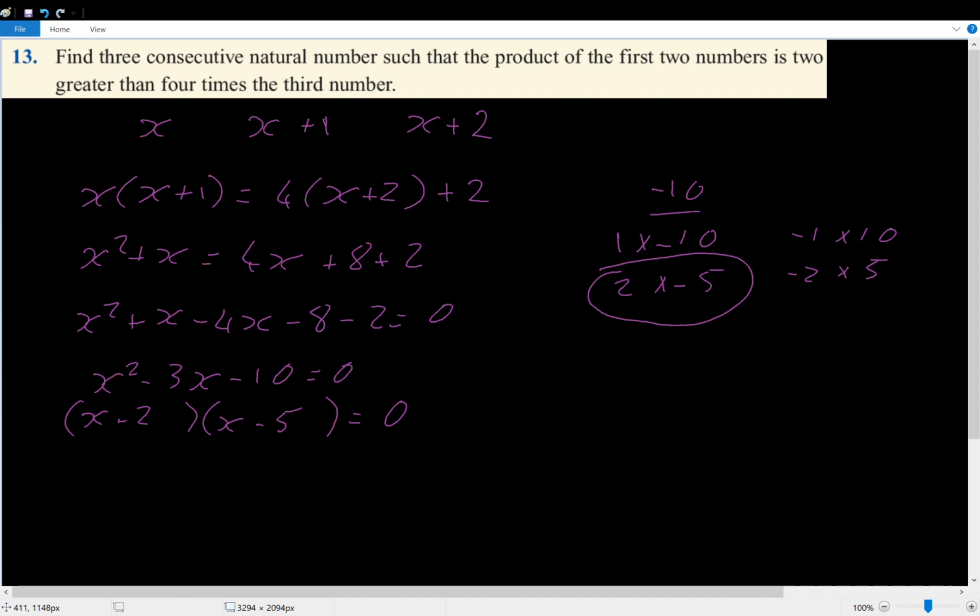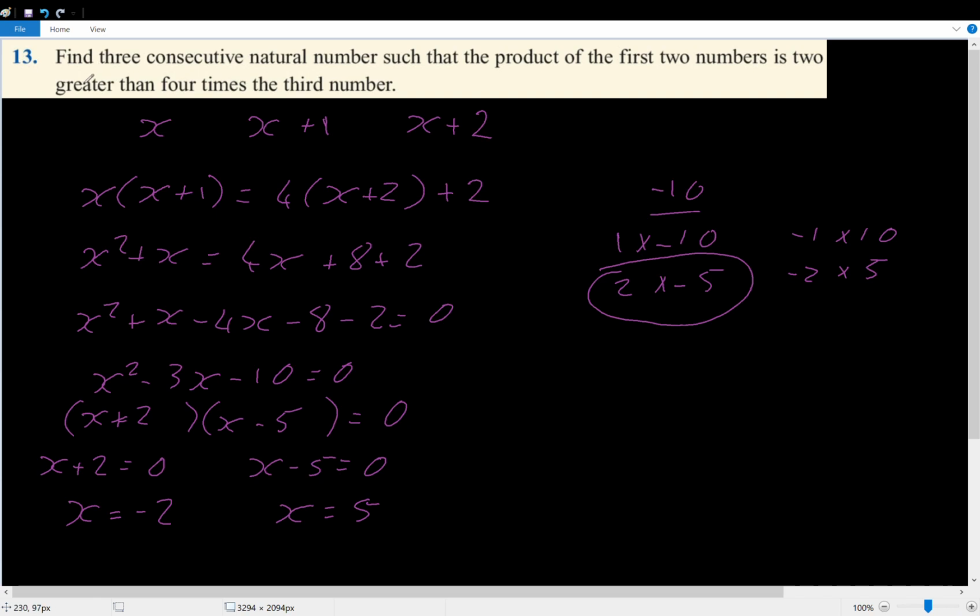And then what we're going to do is set them equal to 0 separately. So we're going to have x plus 2 equals 0, and x minus 5 equals 0, which means we have x equals minus 2 and x equals 5. And now we've got to go back and check our question, see if there's anything that disqualifies either of them.